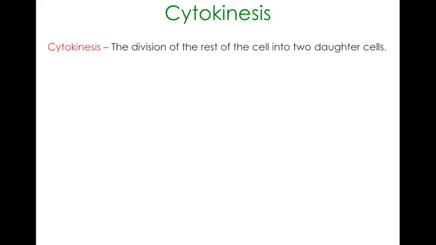Okay, so cytokinesis is the division of the rest of the cell into your two daughter cells. Now, it's important to note that both mitosis and cytokinesis together make up the cell division process, but cytokinesis is not the division of the nucleus, it's division of the rest of the cell. So it starts off by dividing the nucleus in mitosis and then dividing the rest of the cell in cytokinesis.